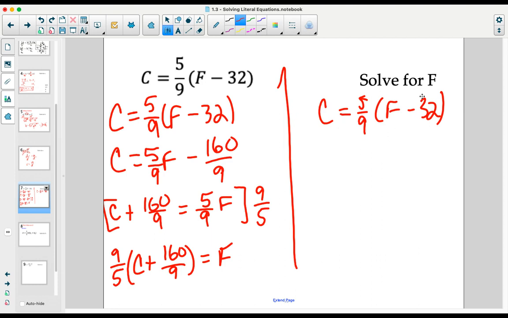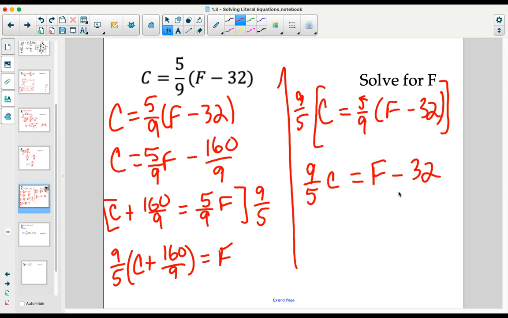Over here, I recognize the grouping symbol. I see that f is inside of it. I see that the 5/9 is on the outside. I'm actually going to start here instead with the 5/9. So we're going to multiply by 9 over 5 to get rid of the 5/9. And we're going to say 9/5 of c is equal to f minus 32. And then one move away, we're going to add the 32.